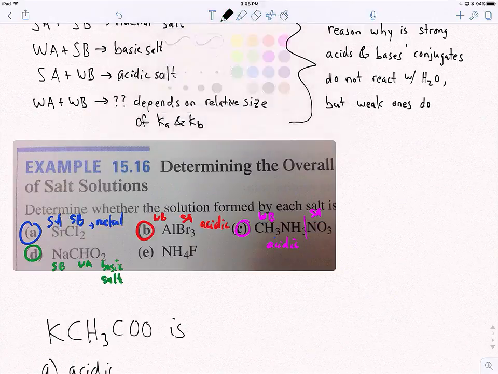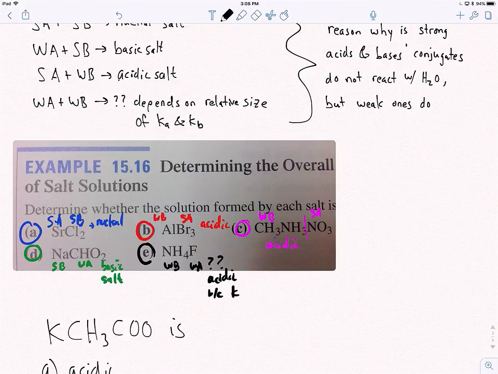So what about the last one here? Ammonium fluoride. You have a weak acid and a weak base. This one, you have no idea. You have to look it up. In this case, it's actually acidic because Ka of HF is greater than Kb of ammonia. But I mean, you wouldn't know that off the top of your head. That's not a really fair question on a test.